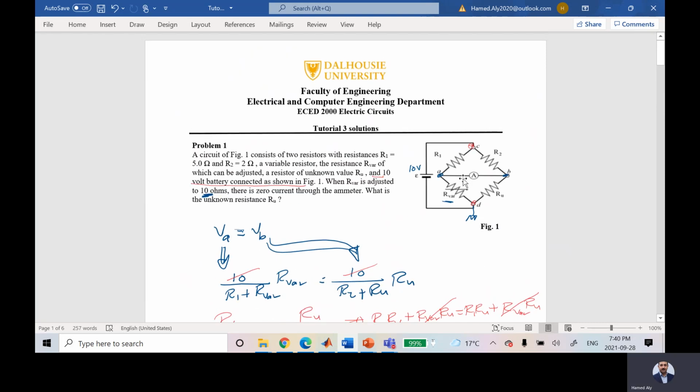Here, why didn't you say the meter has a resistance as well? The meter has resistance, but we didn't consider that. Why? Because he told me there is no current in this guy. You got what I mean? Any other question? Yes.